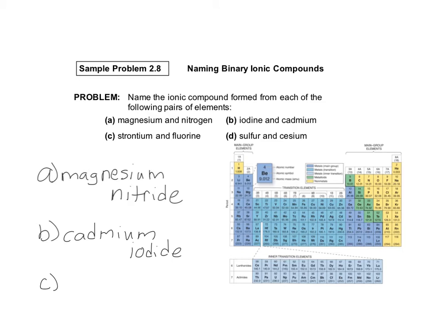All right, and then let's see, strontium and fluorine. So we find strontium, number 38. The noble gas past it is xenon. The previous noble gas before it is krypton, number 36. 38 is closer to 36, so it has to lose 2 electrons to get there. It is our cation. Fluorine, closest noble gas is neon, has to gain an electron. It's our anion. So strontium's going to come first and keep its name. And fluorine's going to get the -ide ending, so fluoride.